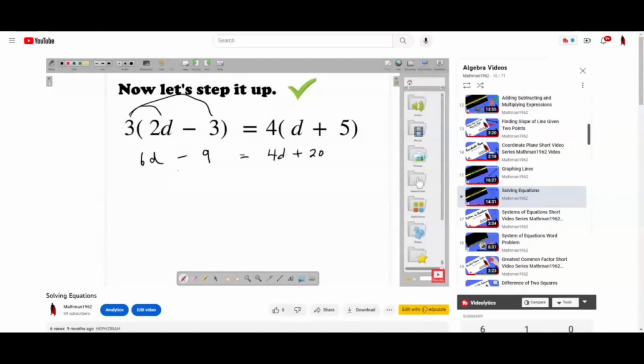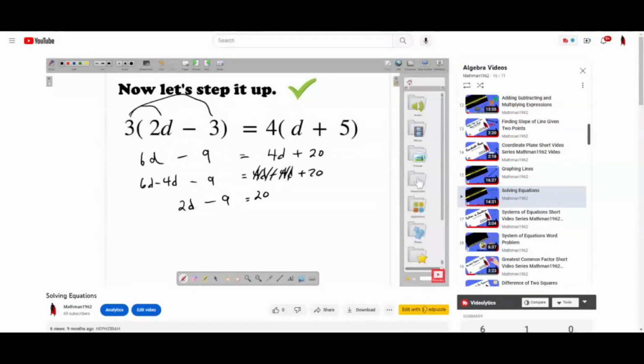Now if you notice, we have the same situation where I have a variable term on each side, a constant term on each side. I'm going to get the variable terms together first. So I'm going to take 4d, subtract 4d. If I subtract 4d on this side, which is going to make those add out, I need to subtract 4d on this side. The 4d's add out to 0. I'm left with 20. Over here, 6d minus 4d is 2d by combining like terms, minus 9.